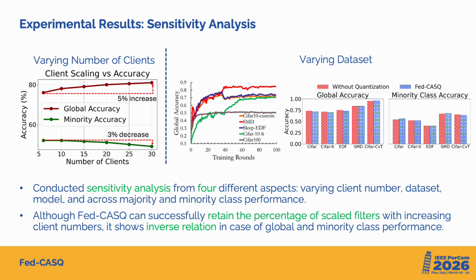Now, here we want to know how Fed-CASQ performs under different sensitivity analyses. So we show 2 sets of experiments here, varying the number of clients and varying the dataset. As you can see, Fed-CASQ can successfully retain the percentage of scaled filters with increasing client numbers, although it shows an inverse relation in global and minority class performance with an increase in the number of clients. The reason can be that the diverse set of samples enables richer aggregation, but data heterogeneity and variation in filter selection negatively impact minority classes. Also, looking at the plots of varying dataset, you can see the convergence results of Fed-CASQ across different dataset choices.